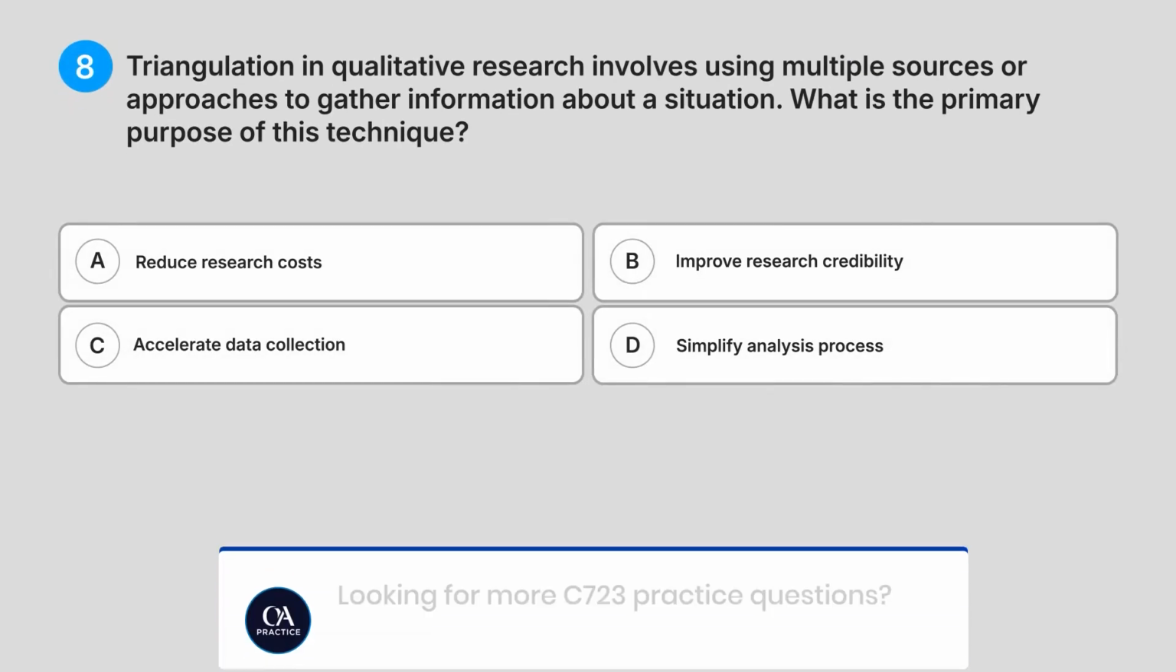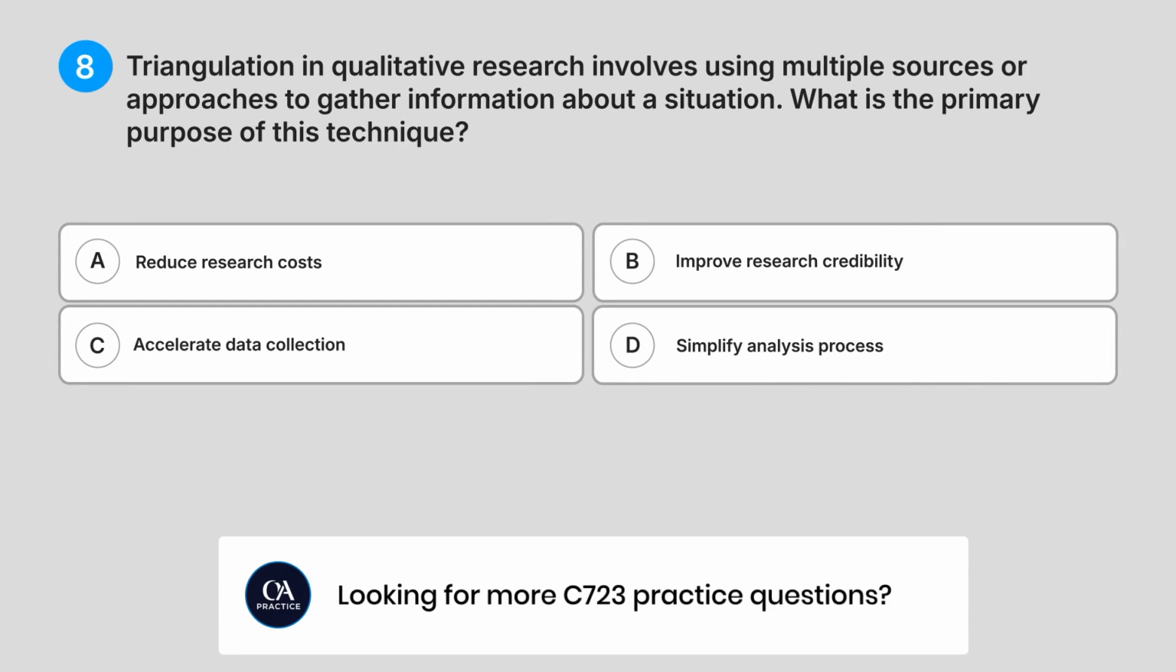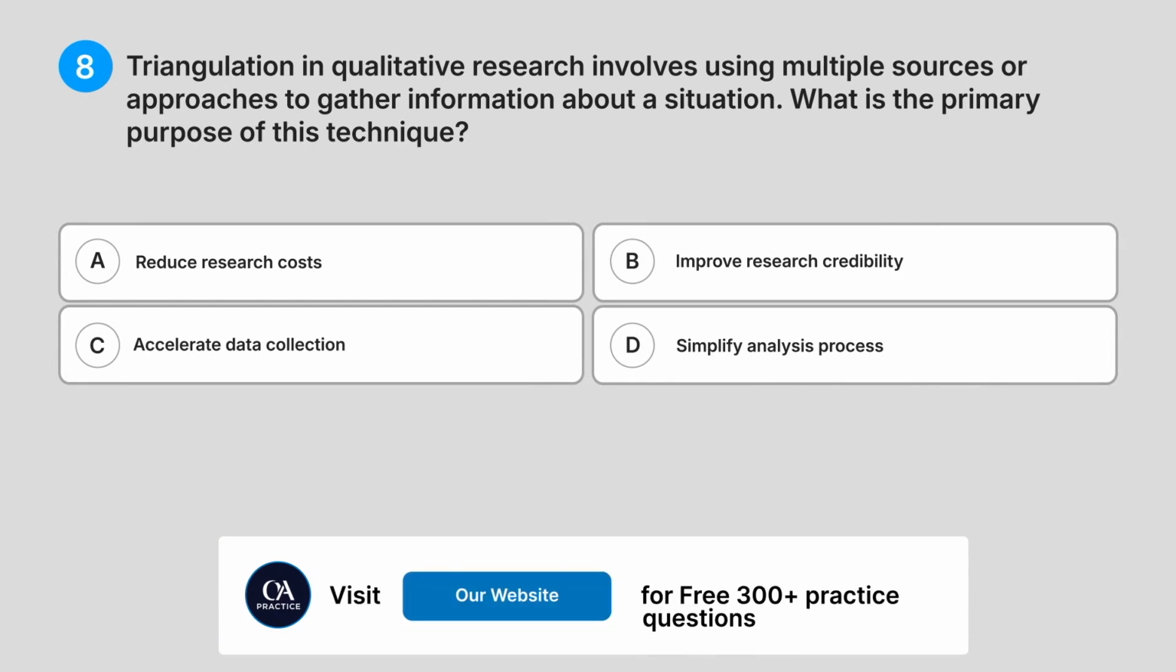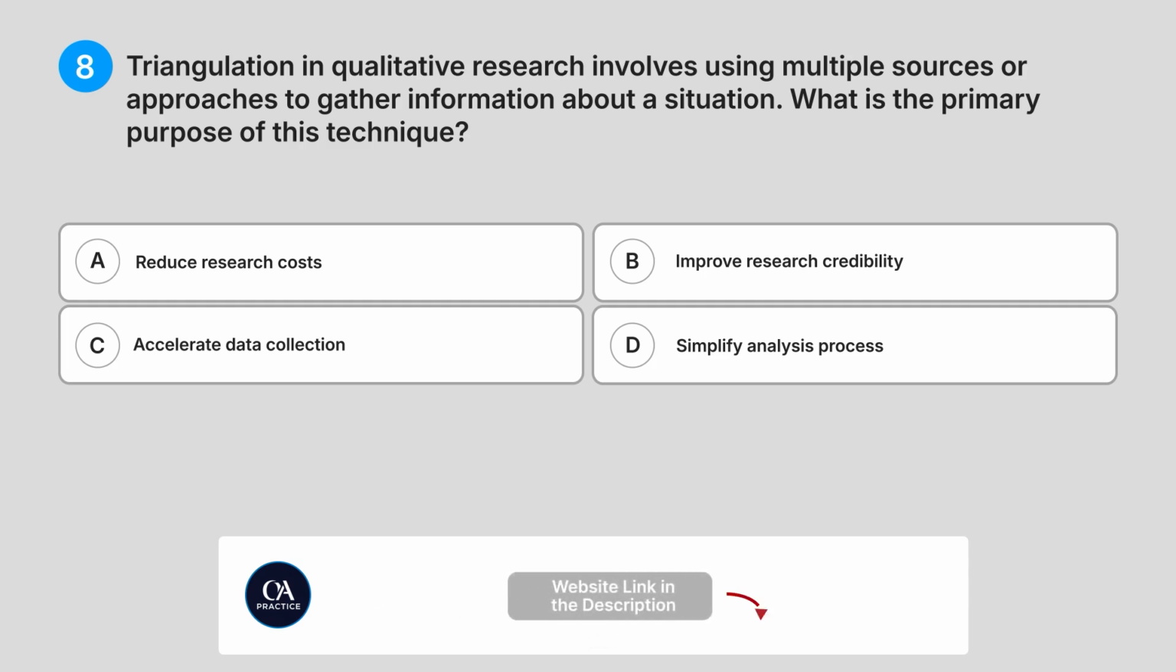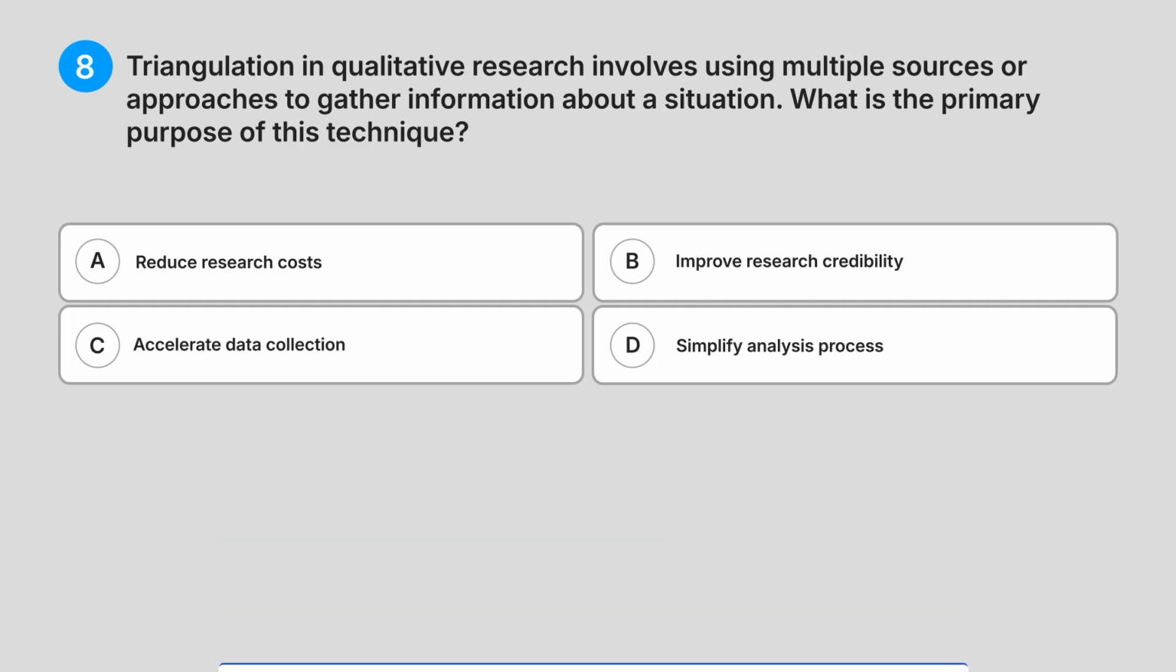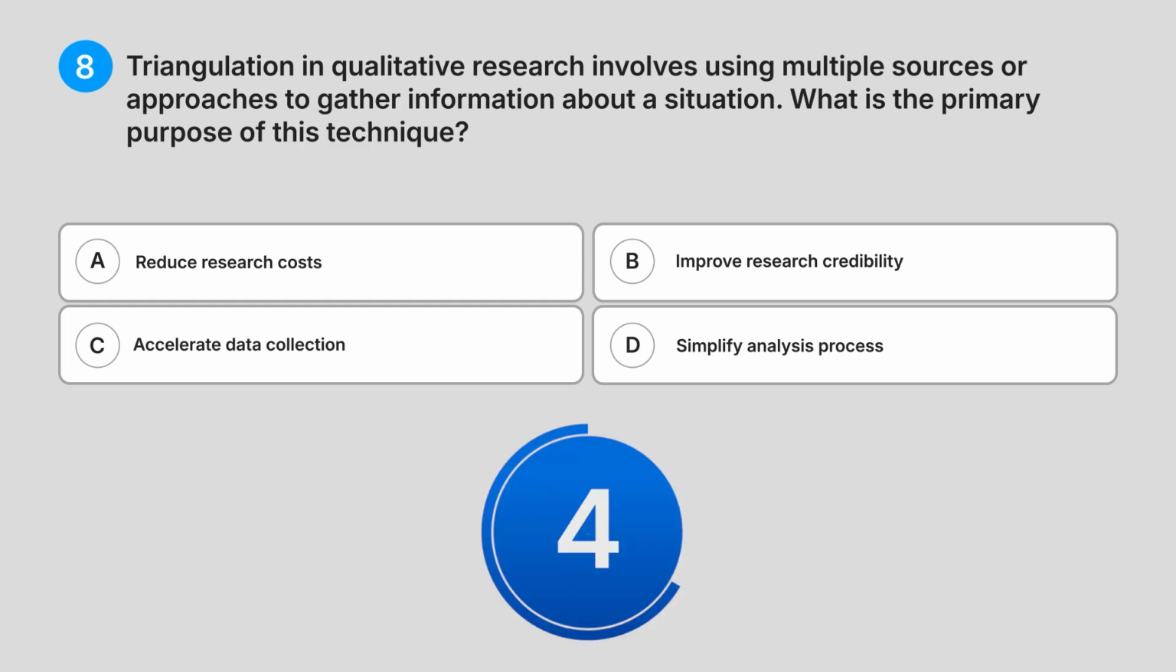8. Triangulation in qualitative research involves using multiple sources or approaches to gather information about a situation. What is the primary purpose of this technique? A. Reduce research costs. B. Improve research credibility. C. Accelerate data collection. D. Simplify analysis process. Do you know the answer?